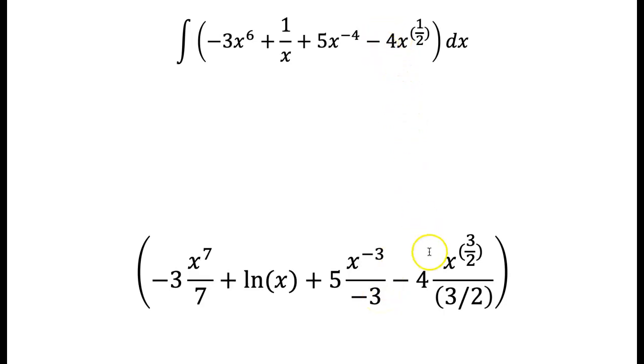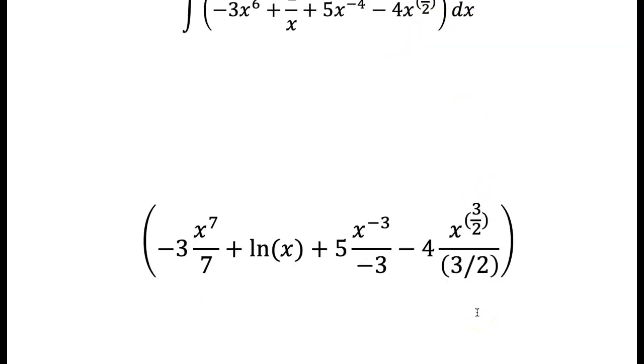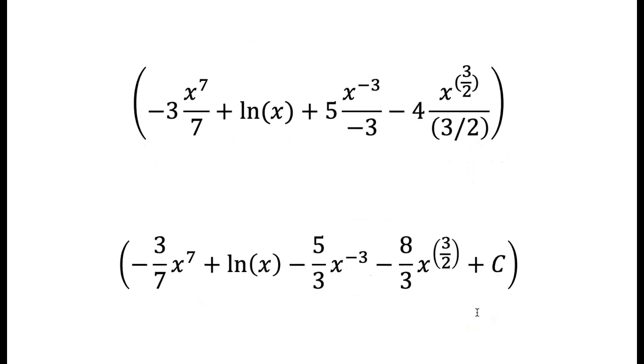Same thing here, that negative 4 gets pulled out. Add 1 to the exponent. 1/2 plus 1 is 3/2. Divide by that same exponent. We also add C. Here I just cleaned it up a bit.